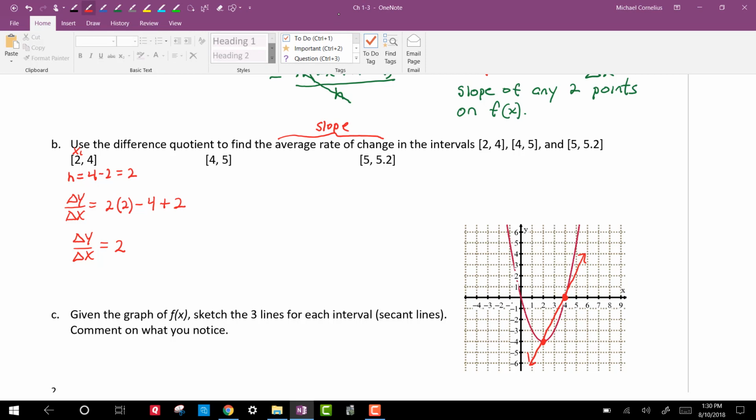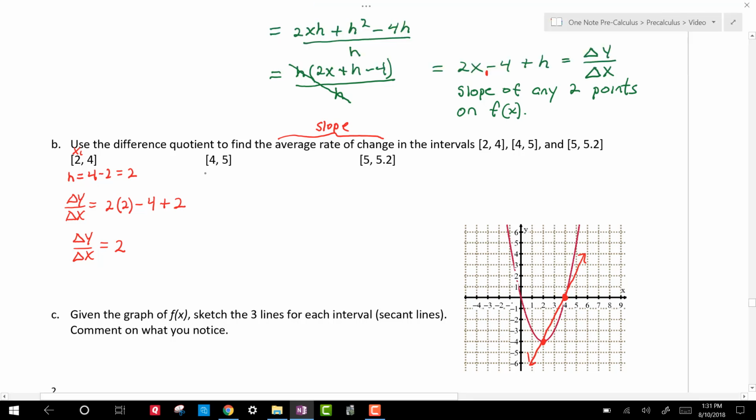Let's do the interval from 4 to 5. So the first thing I need to know is h. h equals 5 minus 4. So in this case, h is equal to 1. So I do delta y over delta x, and that's going to equal 2 times the first x value. So in this case, it's 2 times 4 minus 4 plus my h value of 1. And so delta y over delta x is equal to 8 minus 4, which is 4, and 4 plus 1, which is equal to 5.